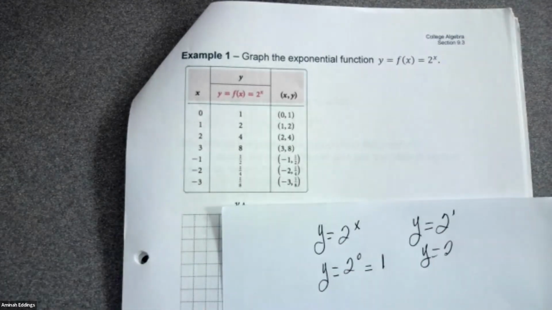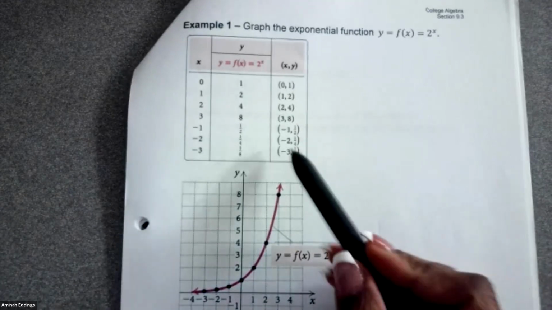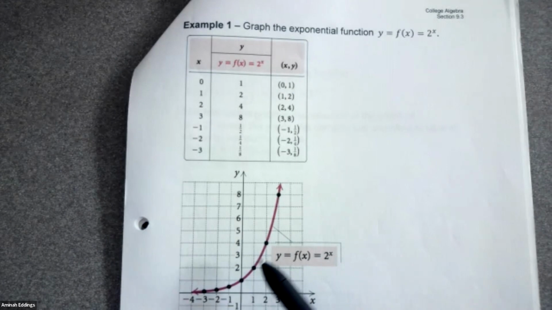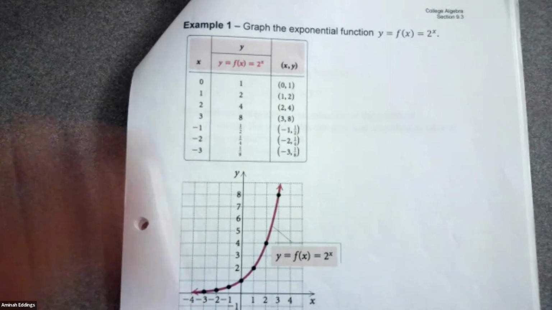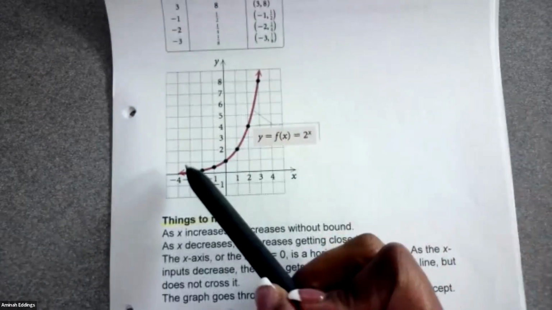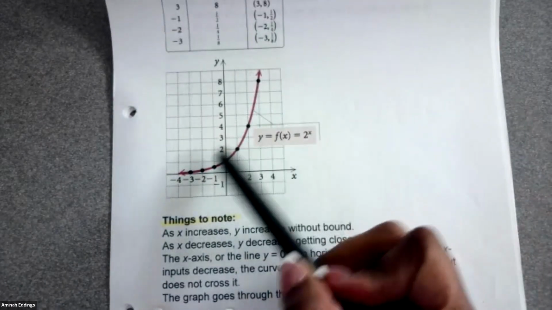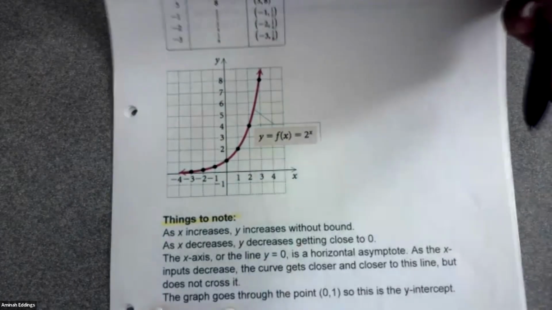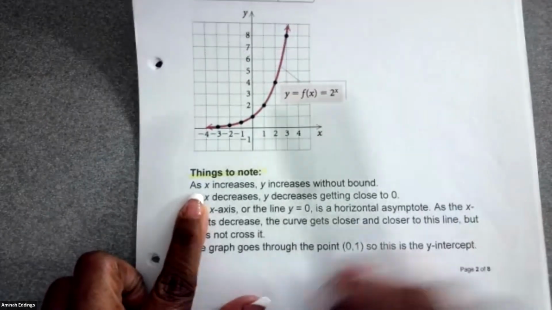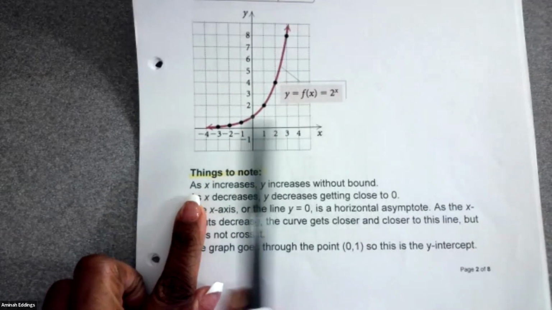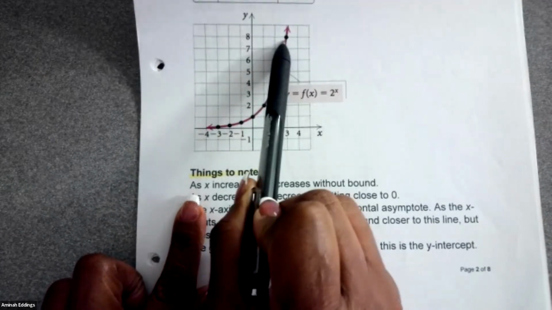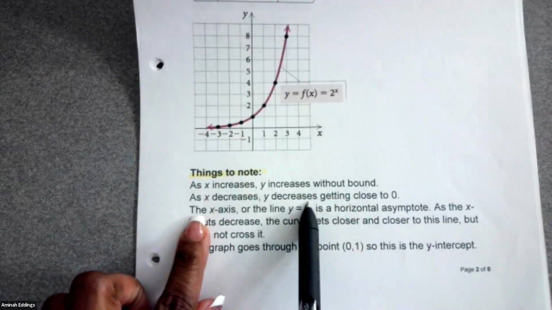So again, if we're graphing by hand, we create our table, and then we simply take those points and plot them to give us this exponential function. The graph of an exponential function is going to be what we call a J-curve. And so that's what you see here. Things to take note of. If we are looking at an exponential function, as x increases, so that means as x gets larger, y gets larger as well. And so y increases without bound.